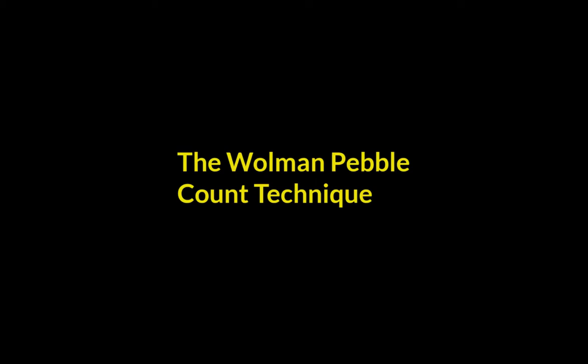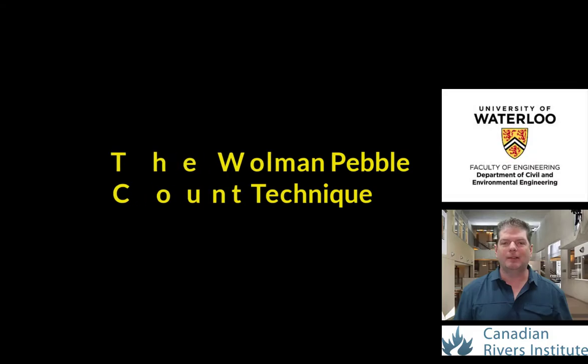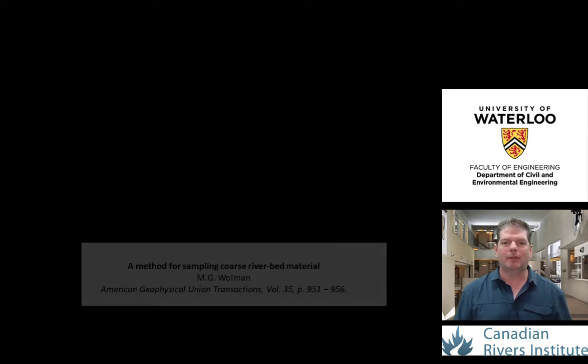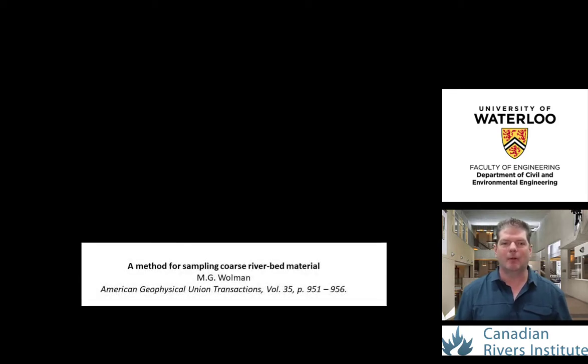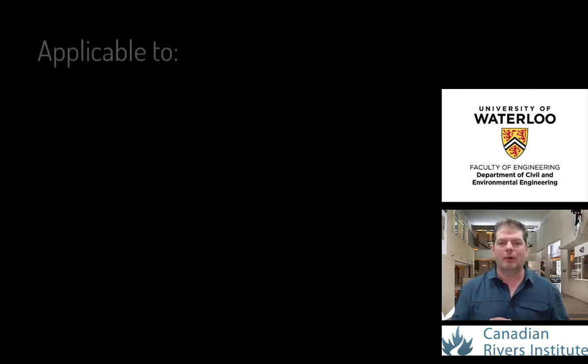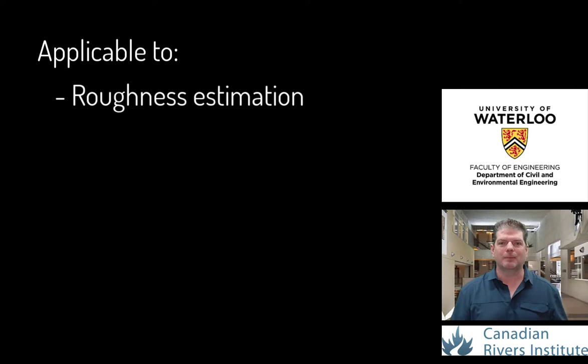In this segment, we're going to be examining the techniques that are used in the Wolman Pebble count method. Wolman offered this technique back in 1954 as a method of sampling coarse riverbed material, which has evolved into various applications and uses over the years. It's used to inventory the lining, or the top layer of particles, within gravel bed or coarser stream channels so that we can make various roughness estimates or various estimates of a stream channel.